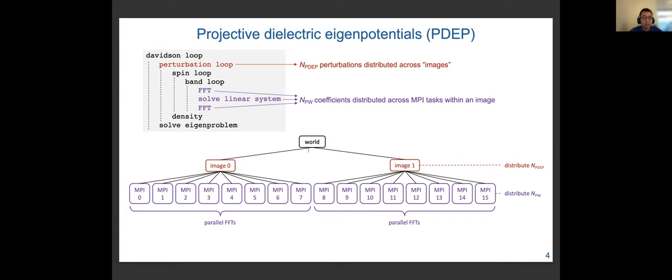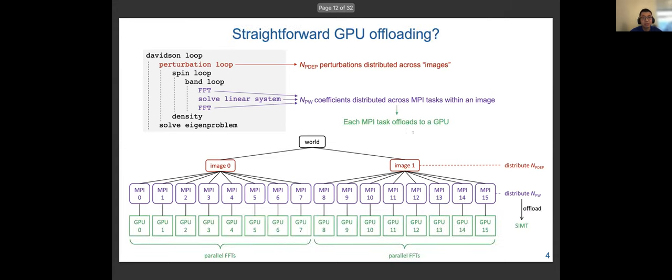And then, like shown here, for each image, we perform parallel Fourier transforms and other linear algebra operations in parallel. So this works very well on CPUs. Naively, we were thinking maybe for each MPI rank, we can offload the work to a GPU, which would lead to a picture like this.